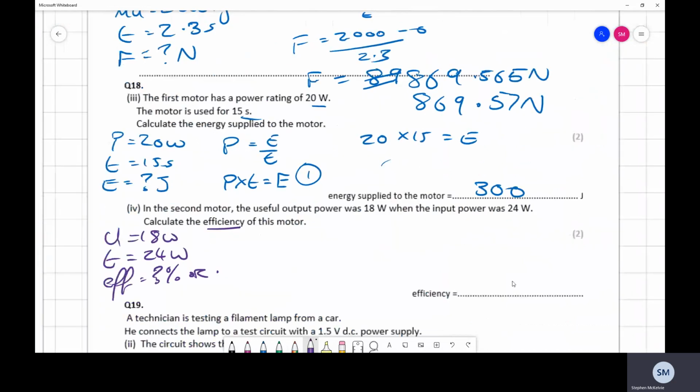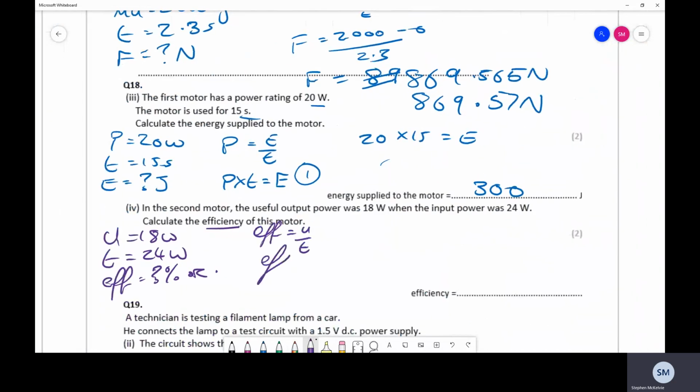Efficiency is equal to useful divided by total. Efficiency is equal to 18 divided by 24. 18 divided by 24 is 0.75. So the efficiency is 0.75, or if I times it by 100, I can get 75%. They mean the same thing.